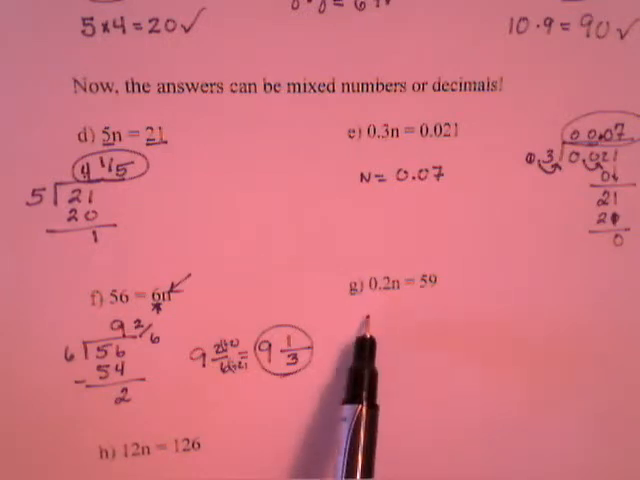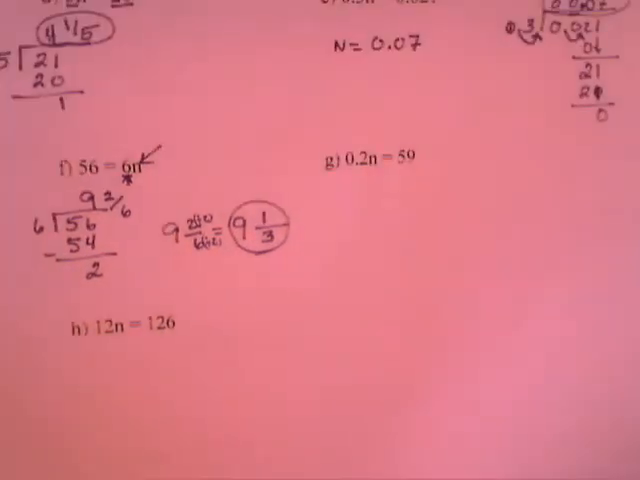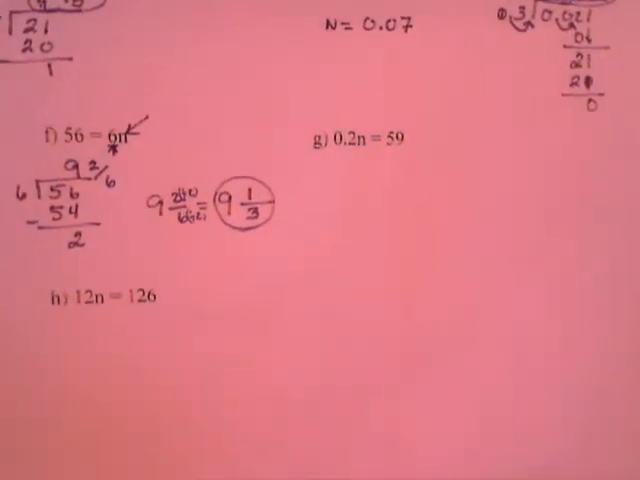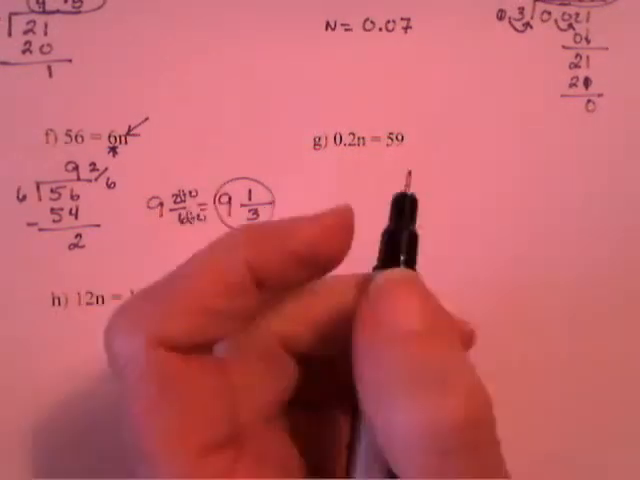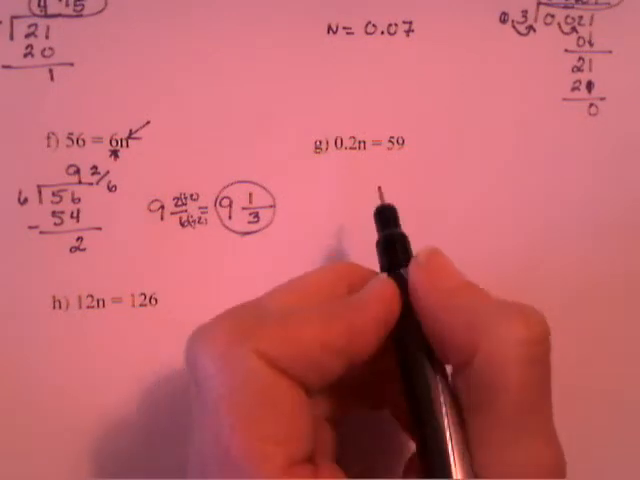Alright, you do G and H. Stop the video and do those by yourself, and then when you're done, turn it back on and we'll do them together. Alright, so hopefully you turned the video off and you've got them complete, and you'll do them with me and see if we get the same thing.